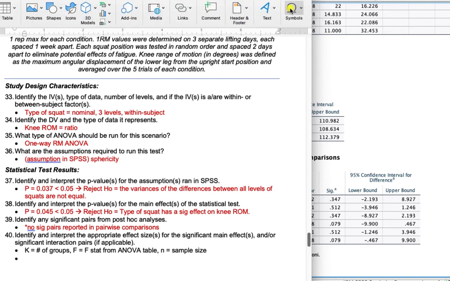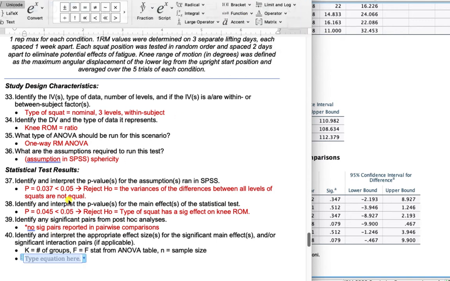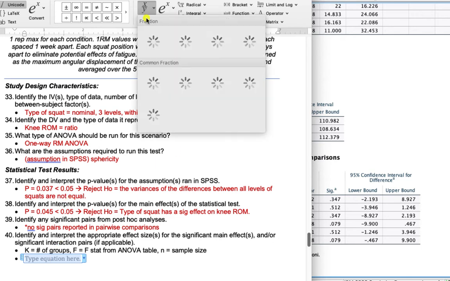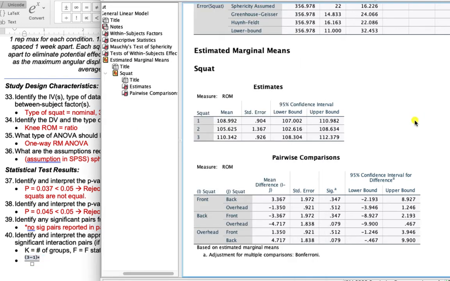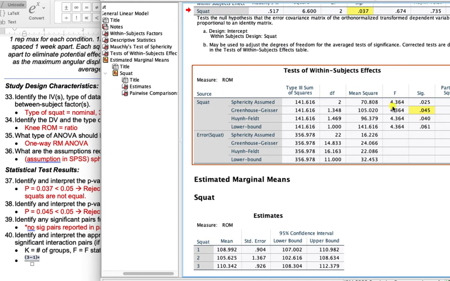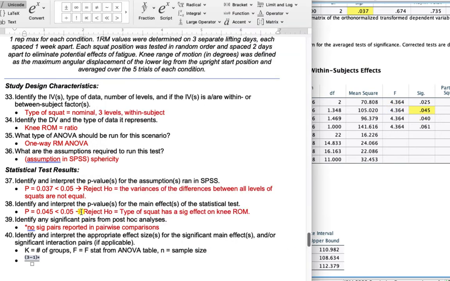So I'm going to insert all of this in an equation. That way it's a little bit neater. And our effect size is going to be equal to K minus 1. So K, again, representing the number of groups. We said we have 3 levels. So 3 minus 1. This will be multiplied by F minus 1. So in our ANOVA table, F is 4.364, and we do minus 1.